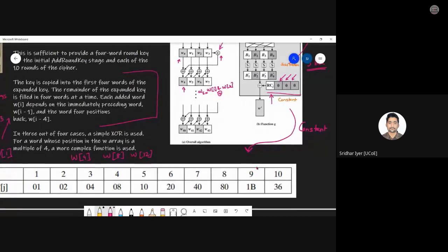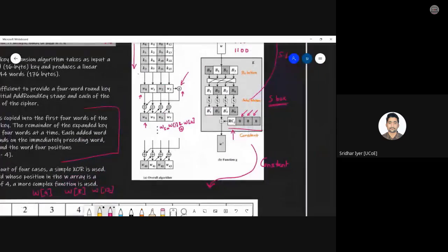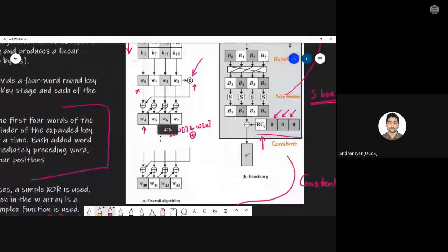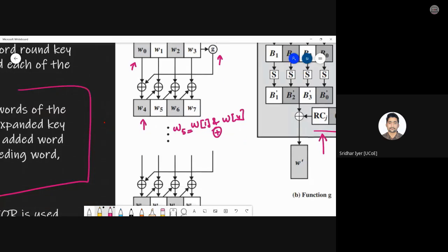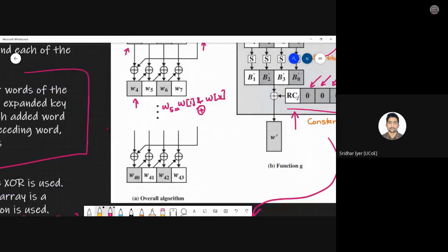Is it clear? So whatever will be the output of this function g, that will be XORed with W0 and we will get W4. And once we get W4, we will successively get W5, W6, W7, and so on, repeating the entire process until we get all the 44 words.